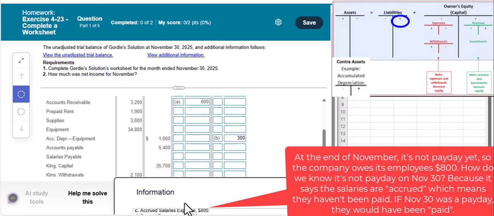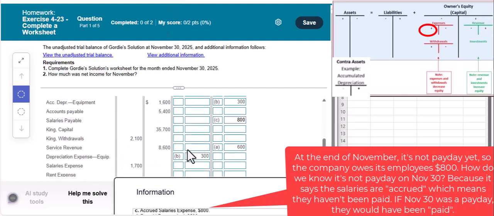And then how do we increase that liability? With a credit. So I'm going to find salaries payable here, and that is going to be a credit for transaction C. So we increase that salaries by 800. So we owe $800 worth of salaries. And then we have to record salaries expense for the same amount. So that is that $800. And let's find our salaries expense towards the bottom here. That is going to be for transaction C, our debit, because again, expenses increase on the left-hand side with a debit.